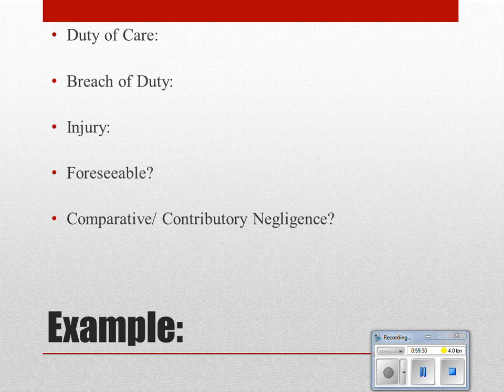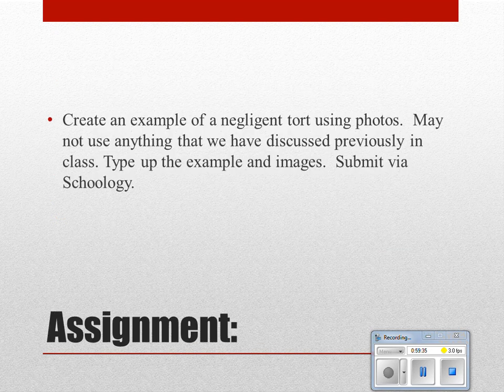So you need to create the image, create the idea. The negligent tort example, using photographs and the concepts that we've discussed here, and then you're going to type it up, set it up, and then submit it. Questions? Comments? I'm looking for creativity and originality. Nothing we've discussed in class here. Got it? No versions of it. No woman jaywalking instead of a man, or woman golfing instead of a man. Brand new ideas. Got it?